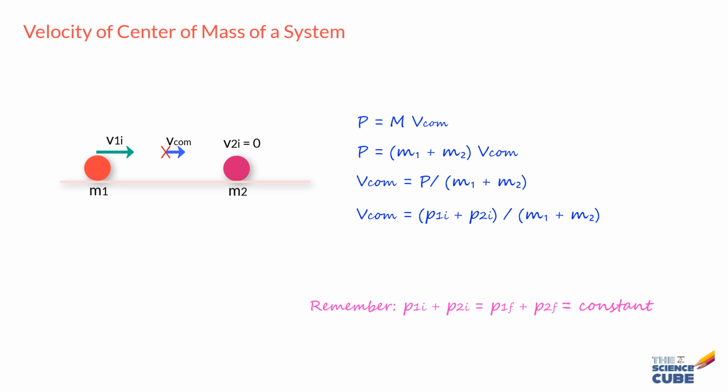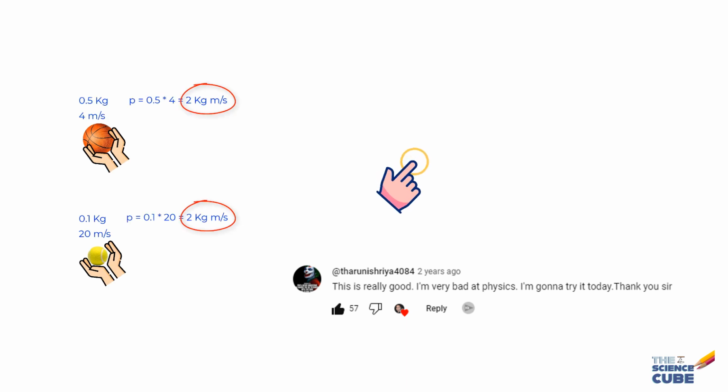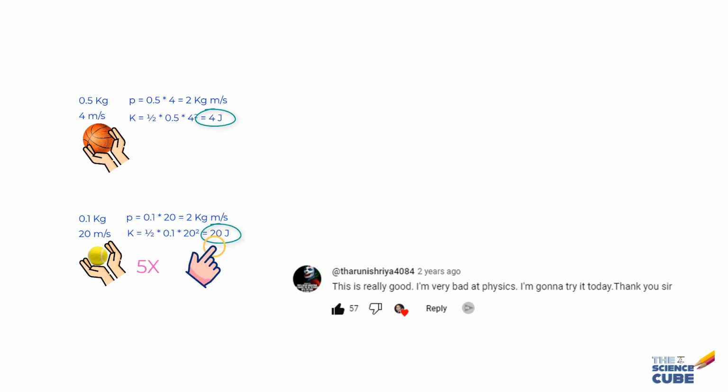So this lesson was about the three different kinds of collisions that happen in nature. In the next lesson, we'll focus on elastic collision and how the velocity of the stationary target changes depending on its mass.